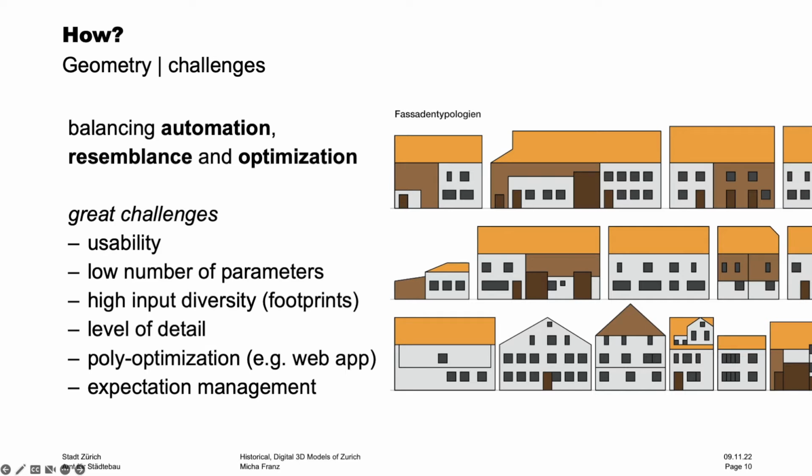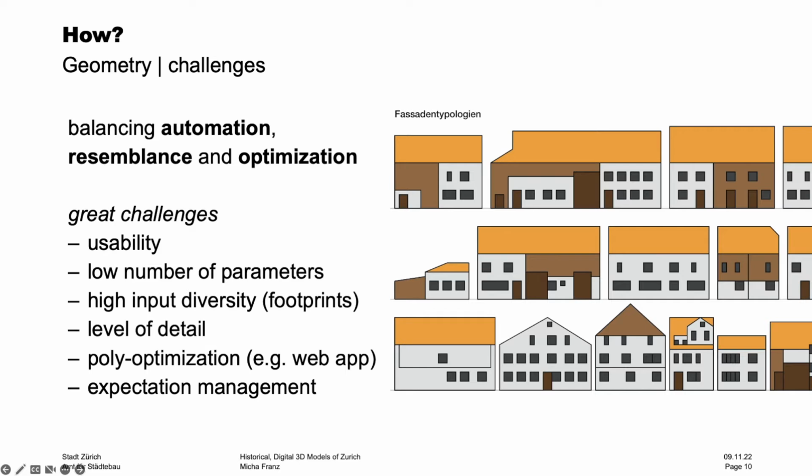But maybe the biggest challenge of all was expectation management. How do you tell people we don't have the resources to treat every house individually? Why is the window not exactly where we wanted it? And why can't we solve every single footprint and might have to actually slightly alter a footprint to make it work? These are very difficult discussions, I can tell you that.